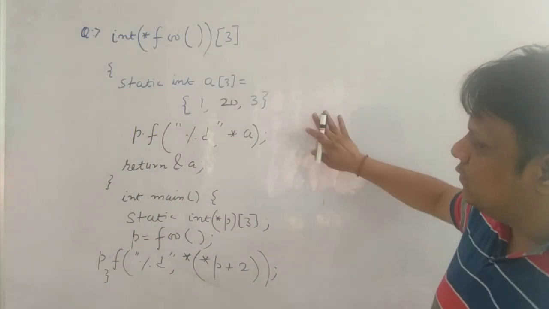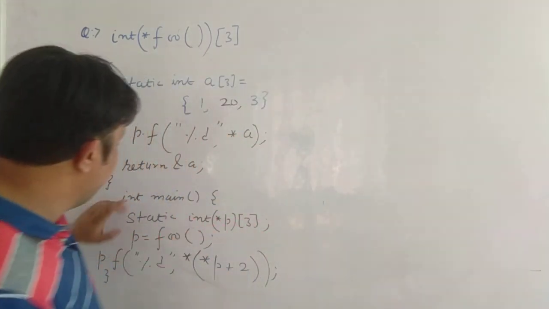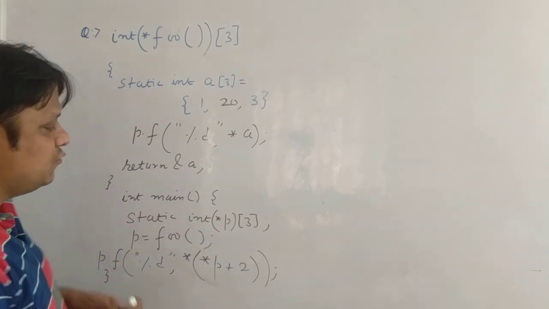So now let's discuss this question. It's a pretty amazing and very important question. Your program starts with main. So main has static int star p3. So what do you mean by this?